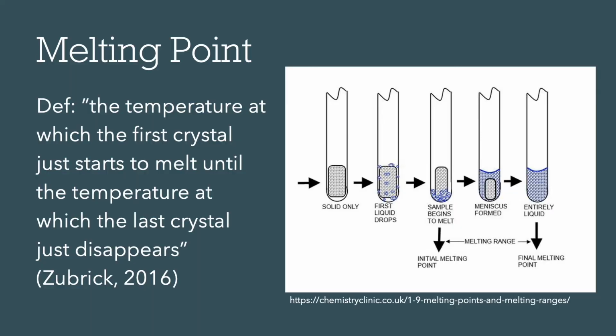Zurbrigg describes melting point, abbreviated MP, as the temperature at which the first crystal just starts to melt until the temperature at which the last crystal just disappears. If we look at the image on the right, we can see that you are actually taking two temperatures, thus making the melting point more of a range and less of a specific point.